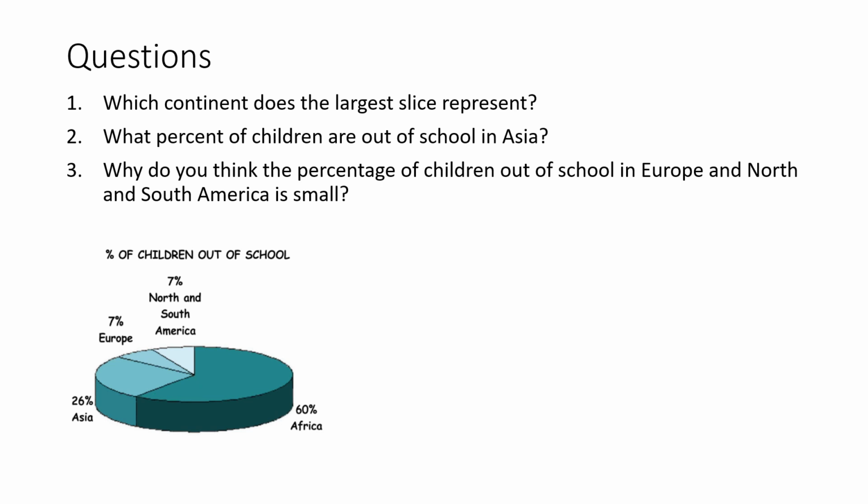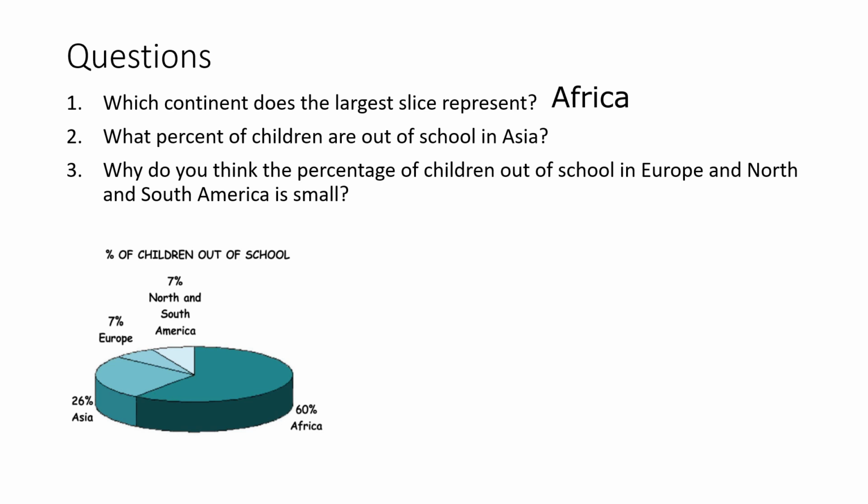Let's start answering the questions. The first one. Which continent does the largest slice represent? When we look at the pie chart again, we see that the largest slice belongs to Africa with 60%. So the answer is Africa.